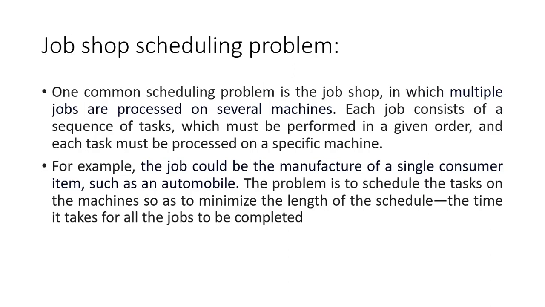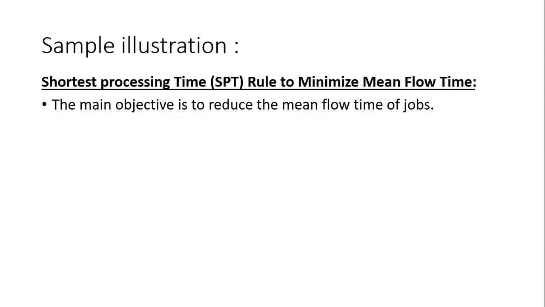For example, take the manufacture of a single consumer product, say an automobile. The problem is to schedule the tasks on the machines so as to minimize the length of the schedule in order to complete the jobs as per the fixed deadline. Now let us see a sample illustration for the production scheduling problem by applying the shortest process time rule in order to control the mean flow time of the job.